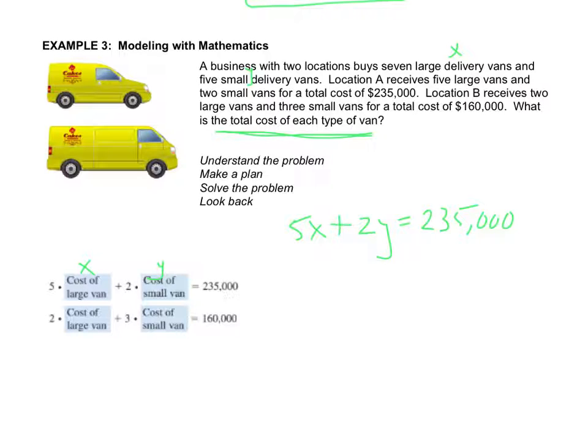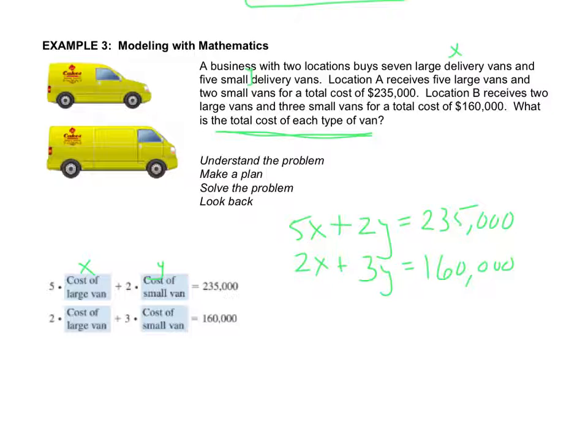Then the same thing with cost for location B. 2 vans at the same cost plus 3 vans at the small van cost is only $160,000. So now each of those by themselves is not enough information for me to figure out. But as a system, I can put these 2 things together to find my answer. So here we go. We can have some big numbers, but we'll have to just work through this together.